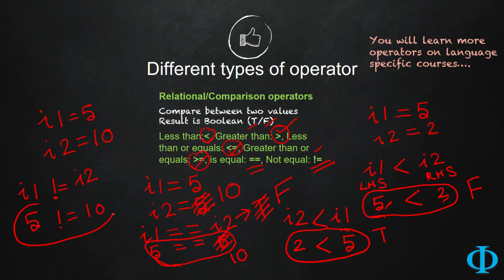Well, this one is true. 5 is actually not equal to 10. So that will be true. So this is all about the relational or comparison operators.